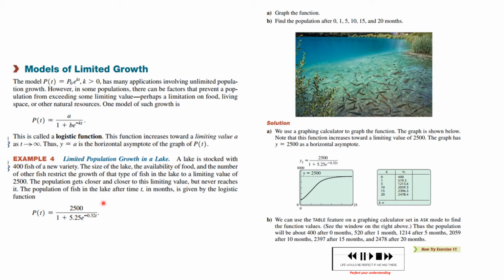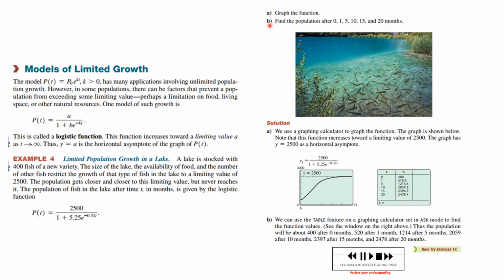And so here's an example. This deals with a lake stocked with fish. There's only so much food for the fish to eat, and so the population is restricted. So we have this kind of expression. We put the limit of the fish population, 2,500, up here in the numerator. The denominator is found using this growth rate.